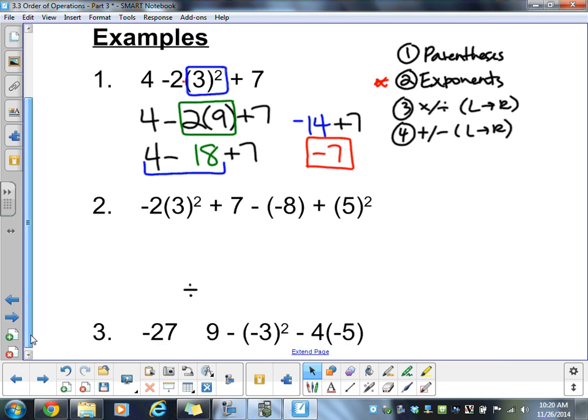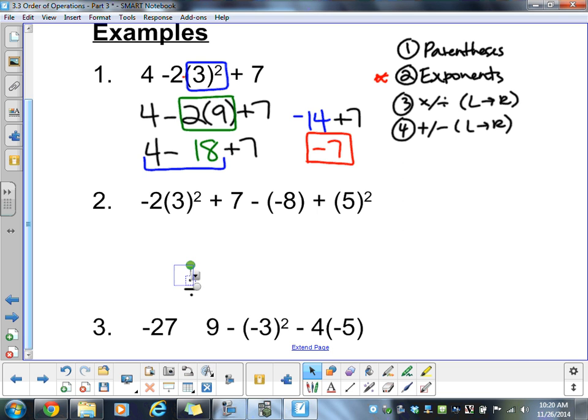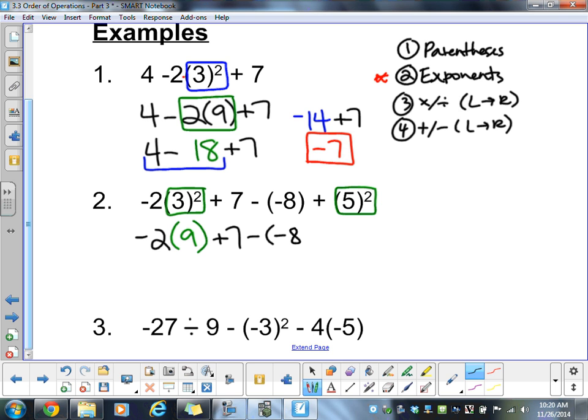Example 2. Okay. If we look for our exponents, we'll notice that there are 2 cases. We've got a 3 squared here and a 5 squared here. So I'm going to write down my negative 2, which is going to be multiplied to my answer here for 3 squared. My 3 squared, 3 times 3 is 9. I have plus 7 minus negative 8 plus 5 squared is 5 times 5, and that's 25.